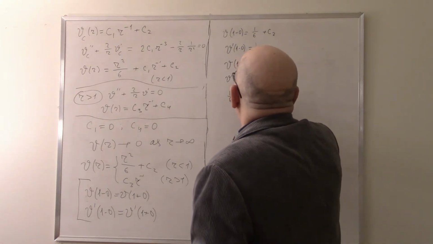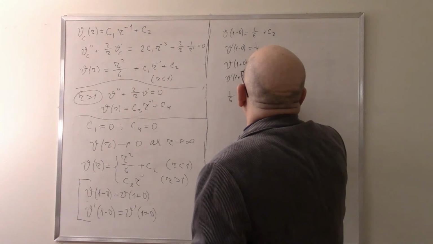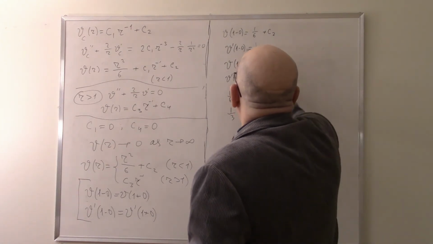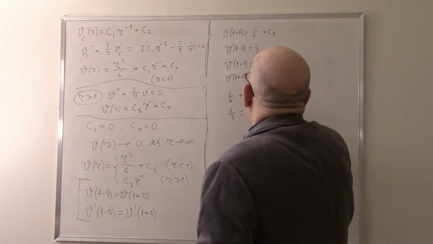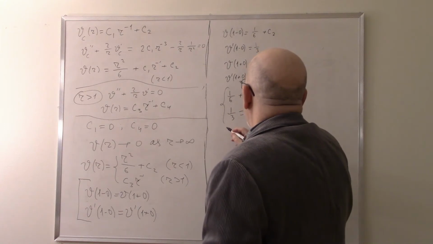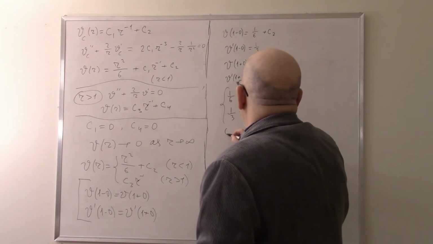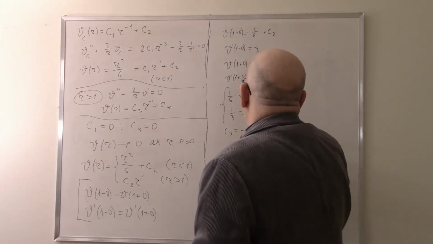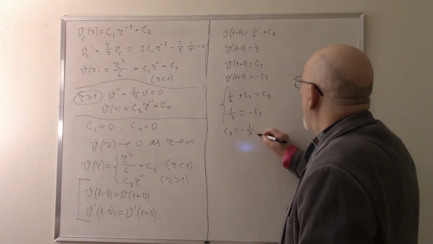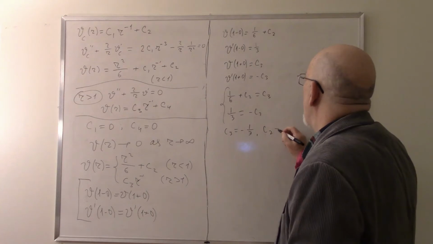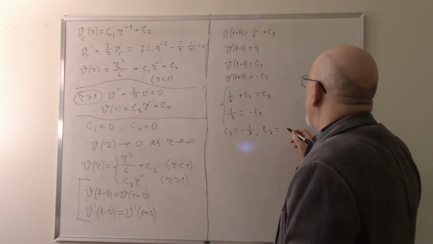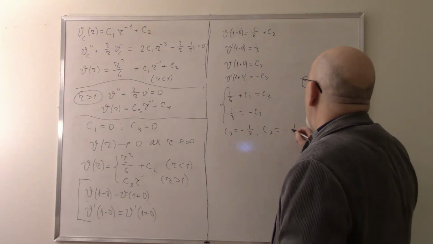1/6 plus C2 equals C3. 1/3 equals minus C3. From here we have C3 equals minus 1/3. Yes. C2 equals C3 minus 1/6. It is minus 1/2.